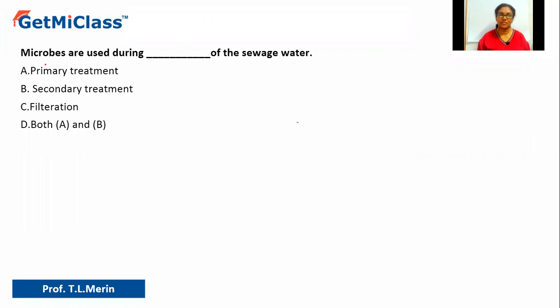So let's solve this question here. It says microbes are used during dash of the sewage water. Option A, primary treatment. Option B, secondary treatment. Option C, filtration. Option D, both A and B.